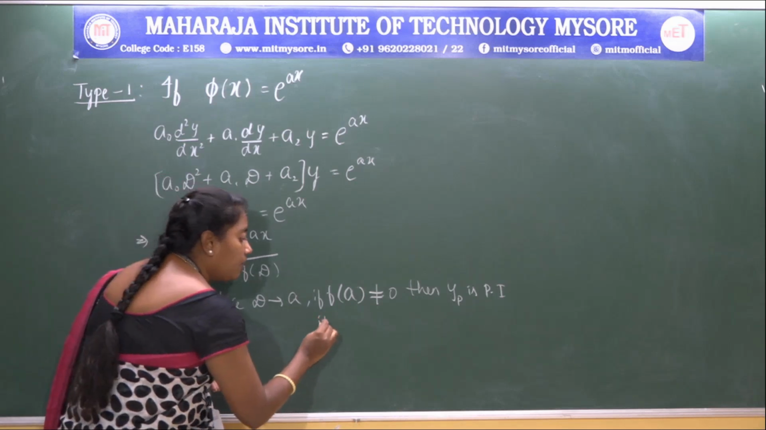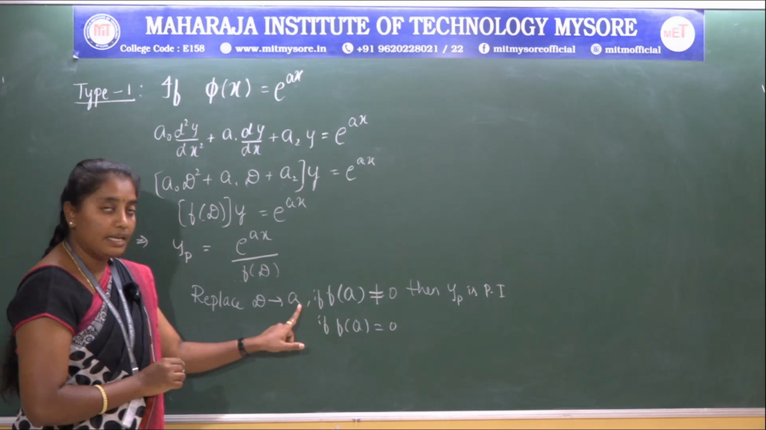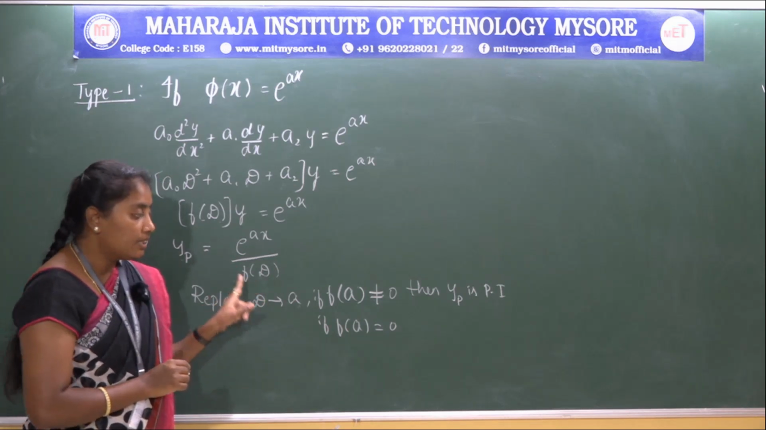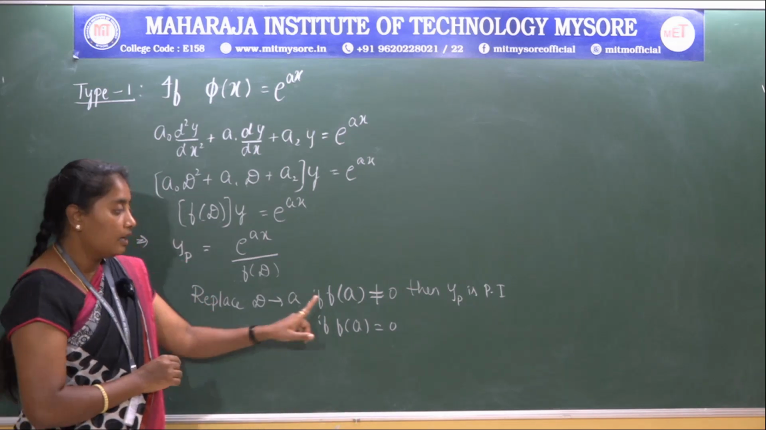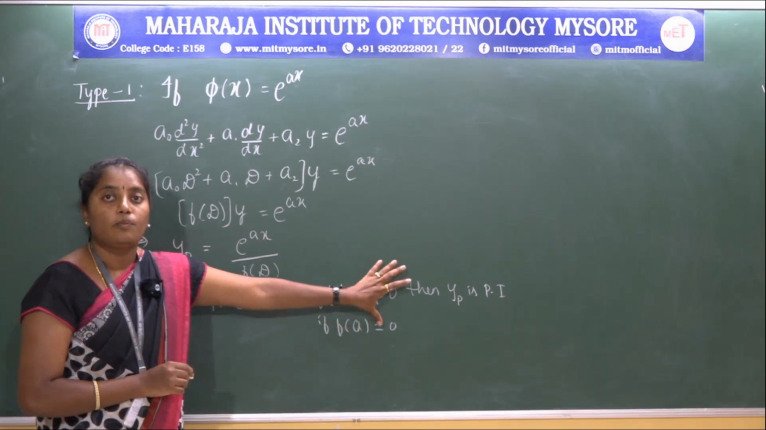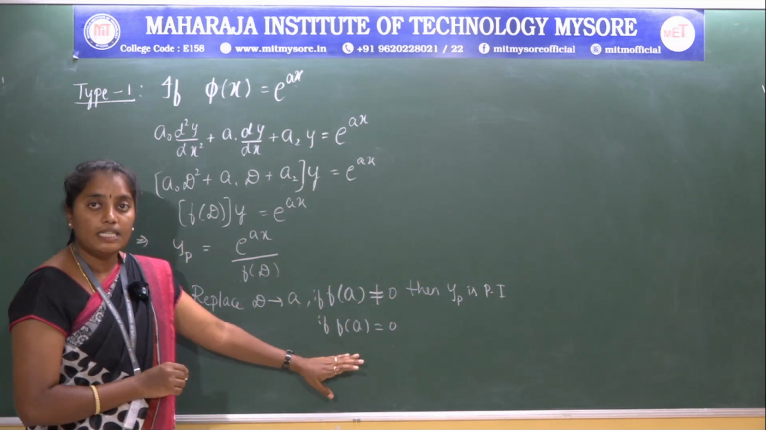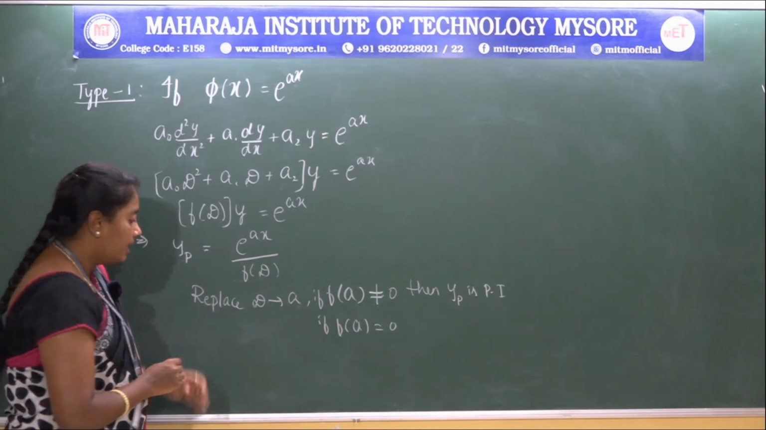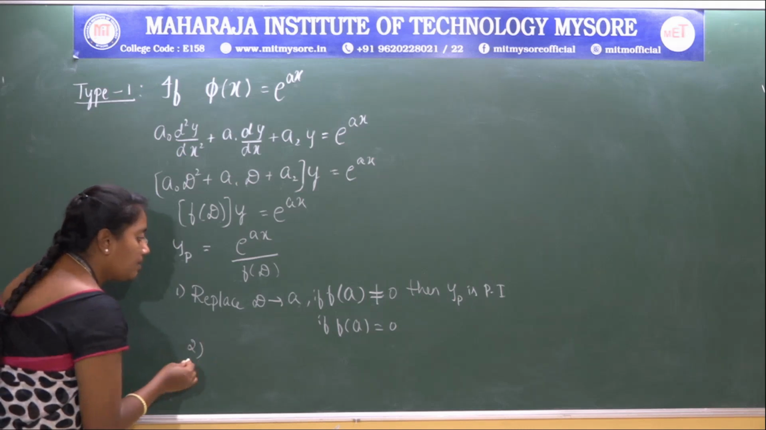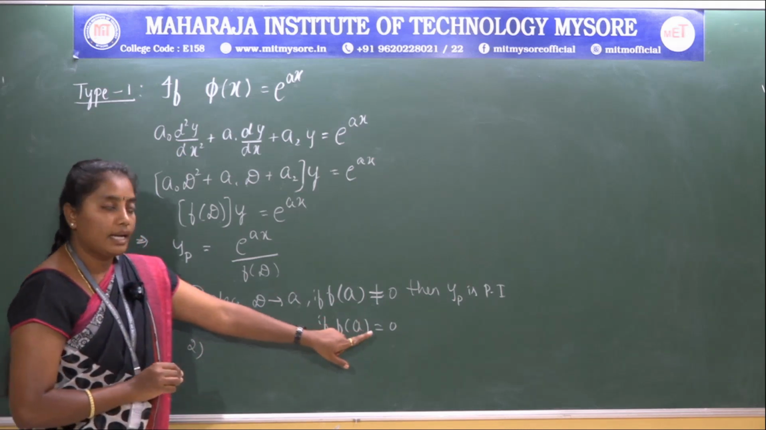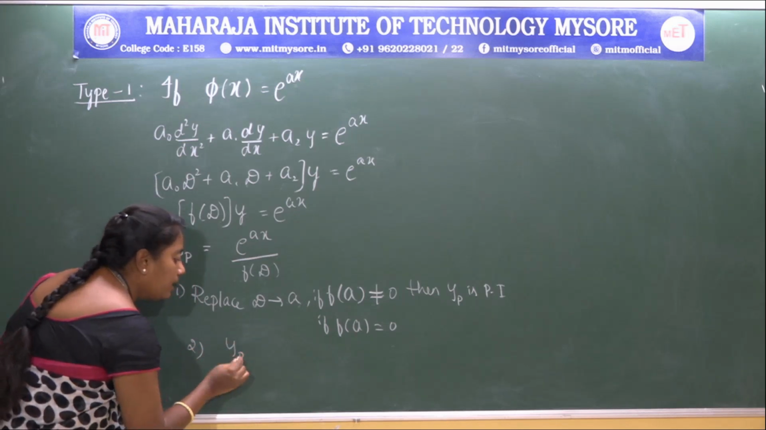Suppose f of a is equal to 0, that is, on replacing d by a we get the denominator term as 0. Then we have to continue further. If it is not equal to 0, then the obtained result will be the particular integral. Suppose it is equal to 0, then we have to continue. So this is the first step, and then the second step.